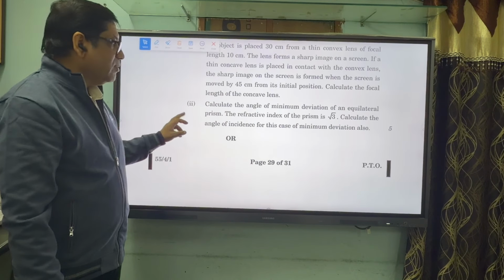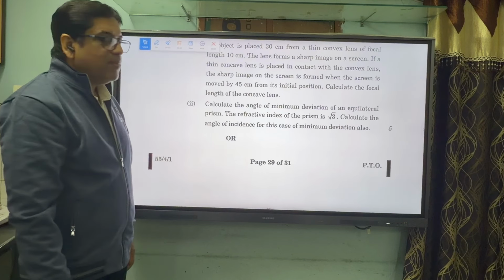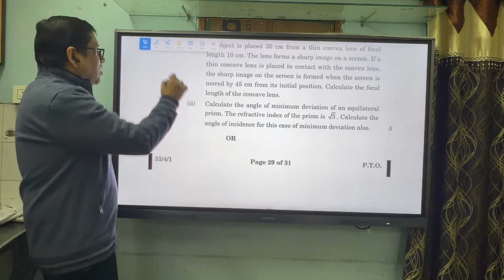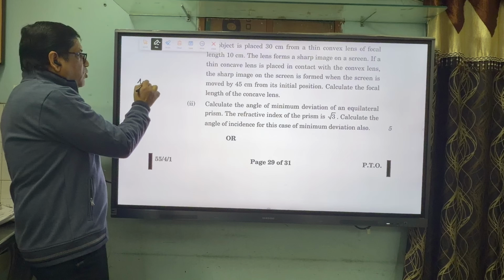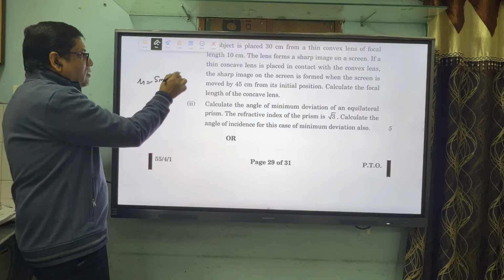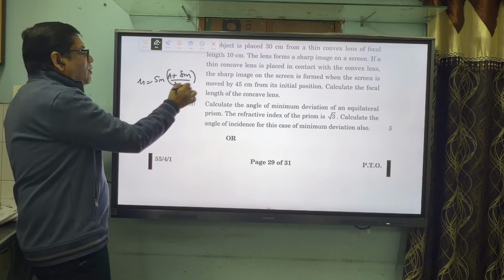Now this is a question on prism. Minimum deviation. We know that what is the prism formula? Mu is equal to sin of (A plus delta m) by 2 divided by sin of A by 2.